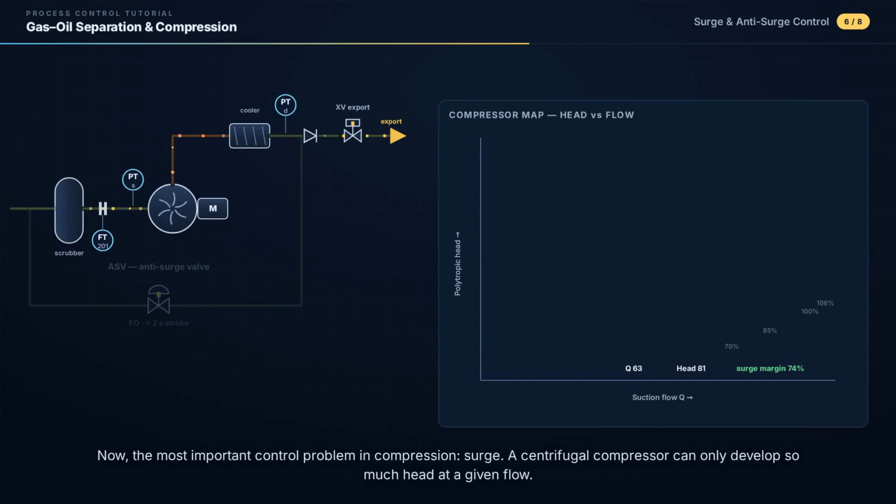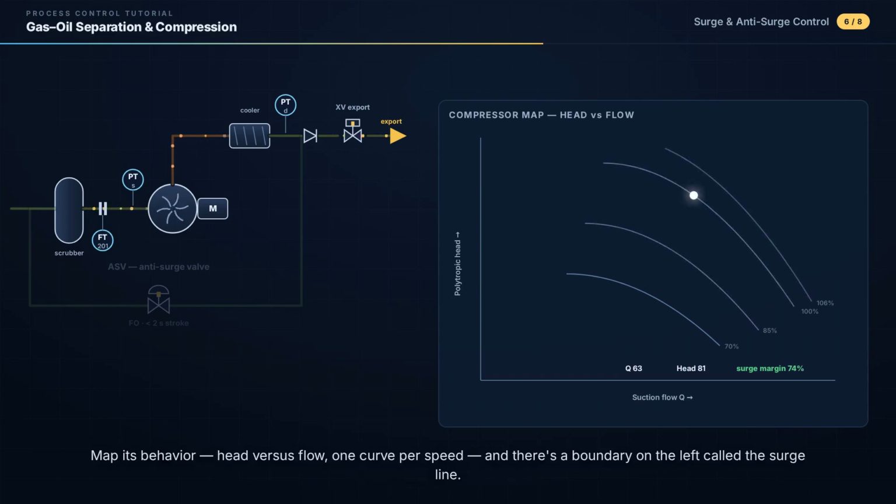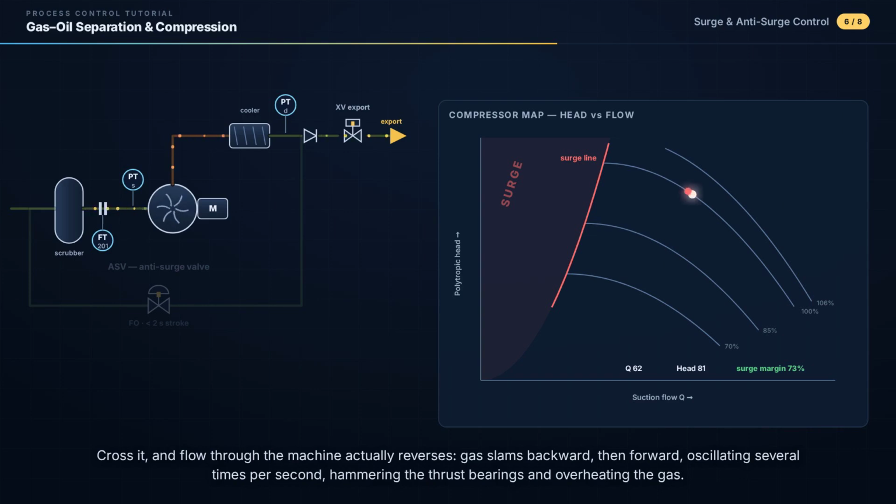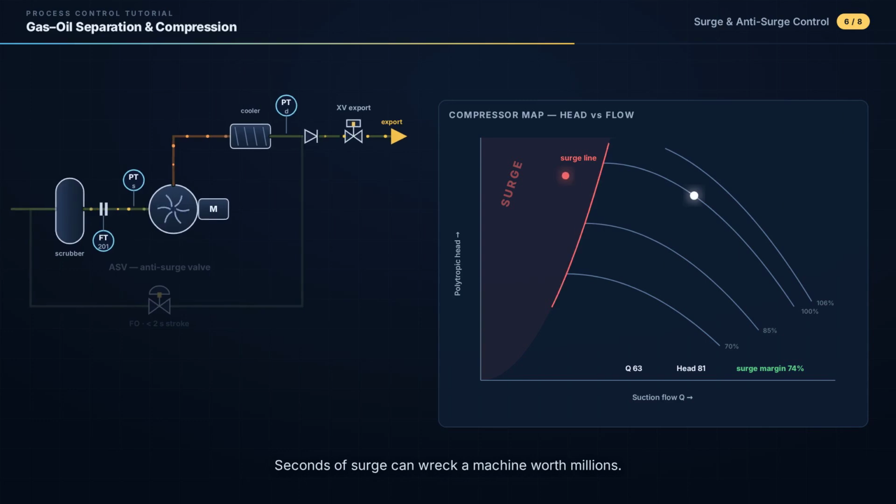Now, the most important control problem in compression: surge. A centrifugal compressor can only develop so much head at a given flow. Map its behavior, head versus flow, one curve per speed, and there's a boundary on the left called the surge line. Cross it and flow through the machine actually reverses. Gas slams backward, then forward, oscillating several times per second, hammering the thrust bearings and overheating the gas. Seconds of surge can wreck a machine worth millions.